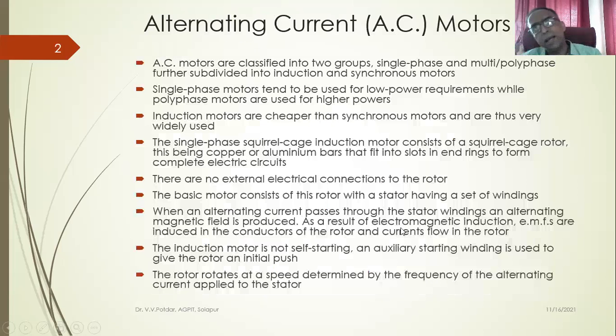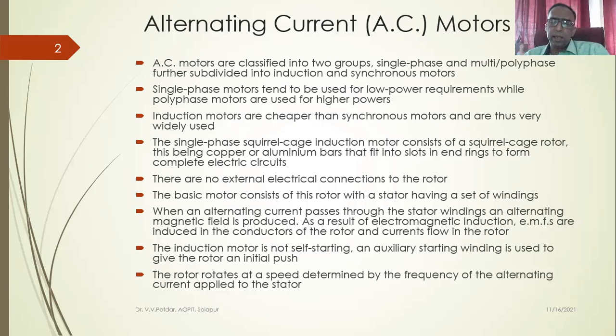Let us see the second category of the motor, that is AC motors or alternating current motors. Now, both the motors have their relative advantages and limitations depending on the availability of DC power or AC power and my application specifications. I can select either direct current motor or alternating current motors for my application.